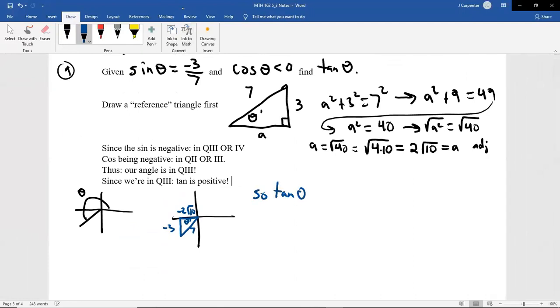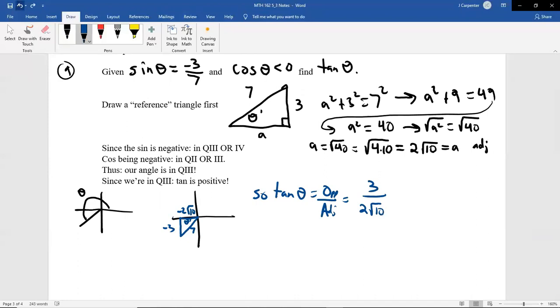Okay, so finally, the tangent of theta. That's going to be its opposite over its adjacent, where the opposite was the 3, the adjacent was the 2 square root of 10. Now we know tangent's positive in quadrant 3, so this is definitely a positive. If we were in quadrant 2, all I've got to do is make sure I slap a negative on this.